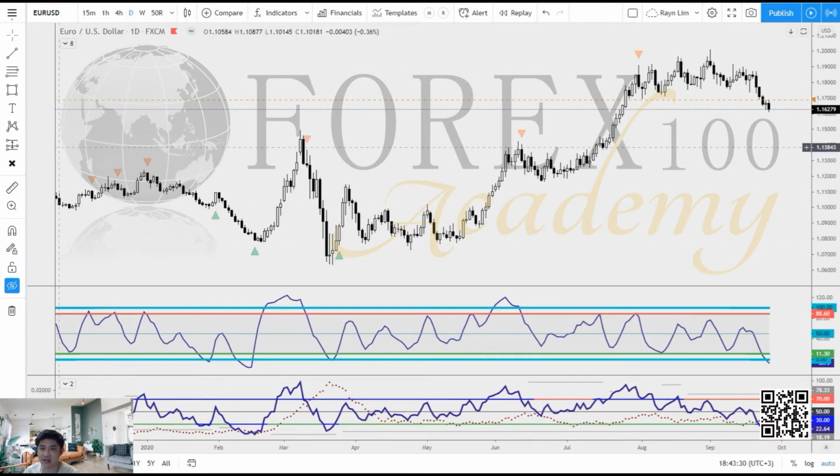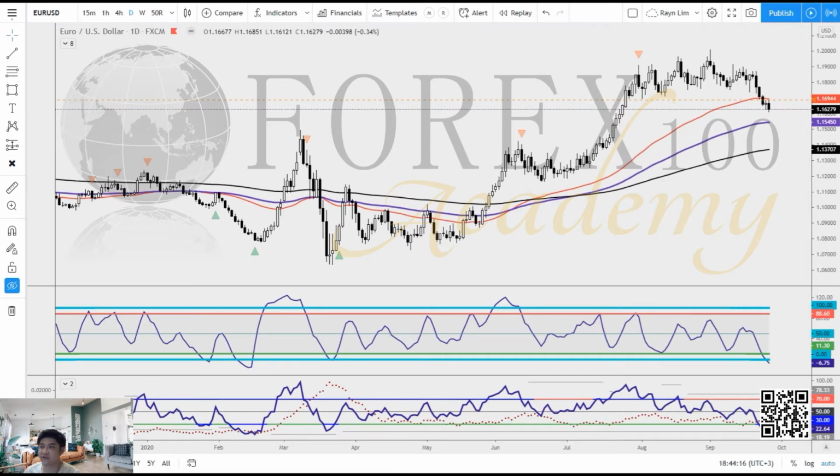All right, so back to the daily chart, I'll share with you my analysis. Just right before we get into that, you can see that right now I'm using moving averages for the following month. Pretty much a lot of the trades will be based on the moving average.